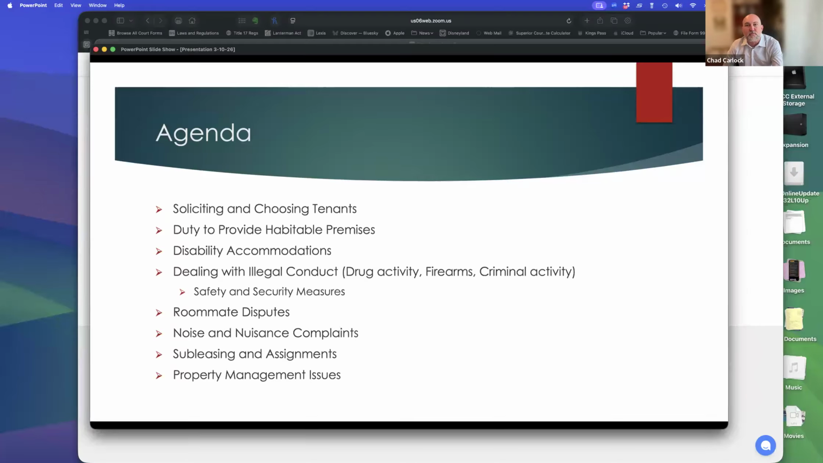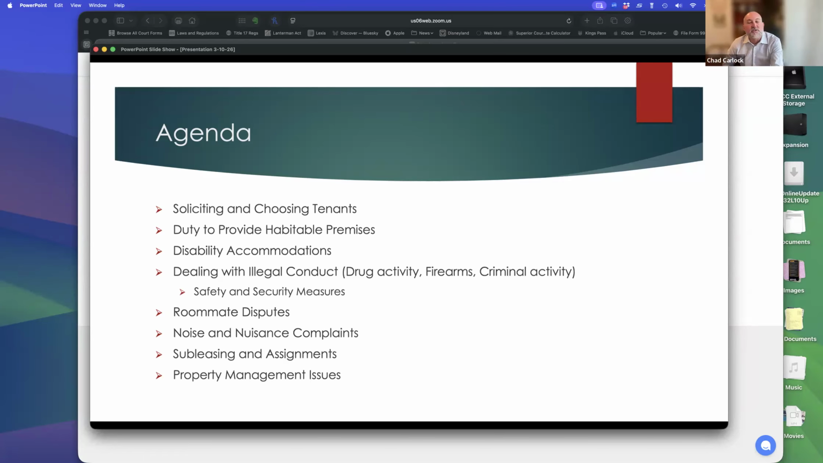What it means for the property owner to have a duty to provide habitable premises. We'll talk about what those are. There's actually been a couple of tweaks to that recently. The law has changed and expanded what the owner is required to provide in order for a premises to be considered habitable. So we'll go over that.